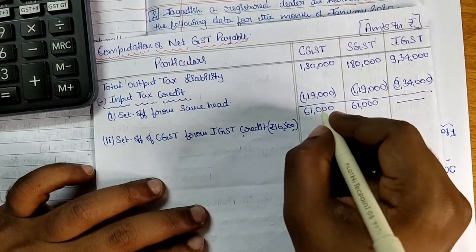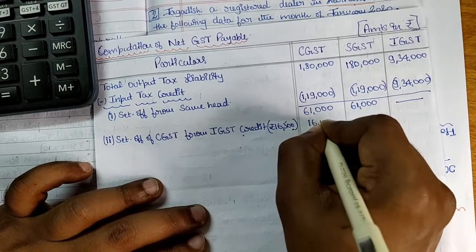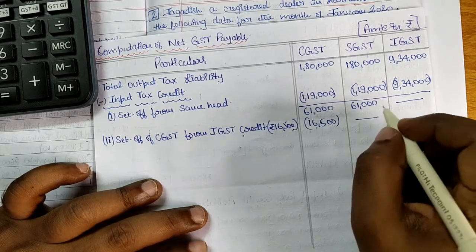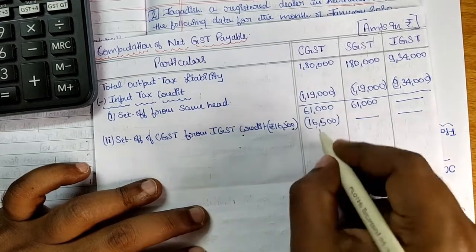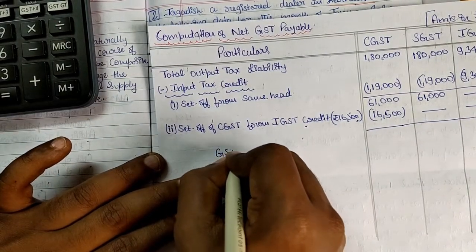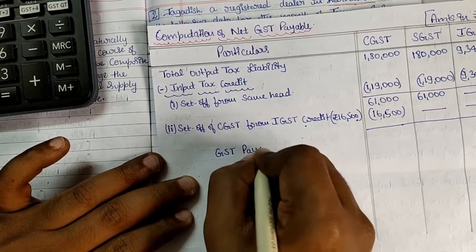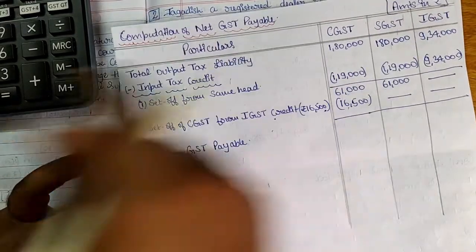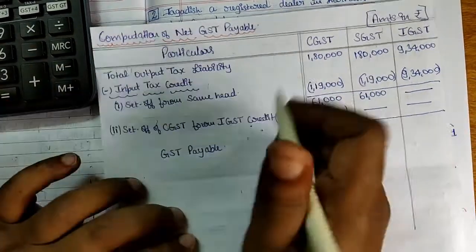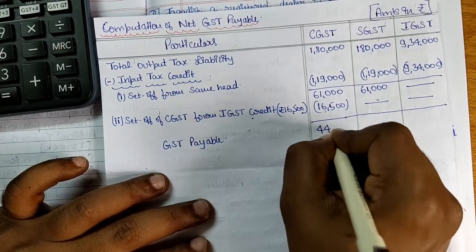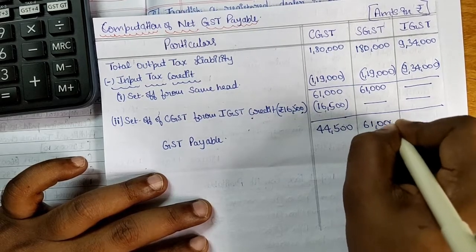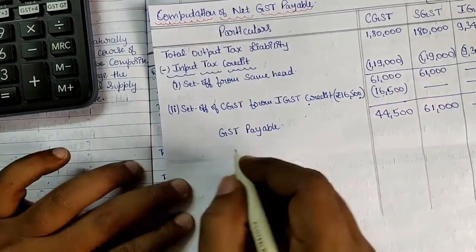Okay, so CGST, how much? 16,500. So liability is more, so we can use full credit IGST utilization. Nothing is available to set off SGST, so it will remain as it is. So therefore we'll find the tax liability GST payable, how much? 61,000 minus 16,500, which is equal to 44,500. CGST tax liability will be 44,500. SGST is again 61,000. IGST is fully paid via input tax credit.